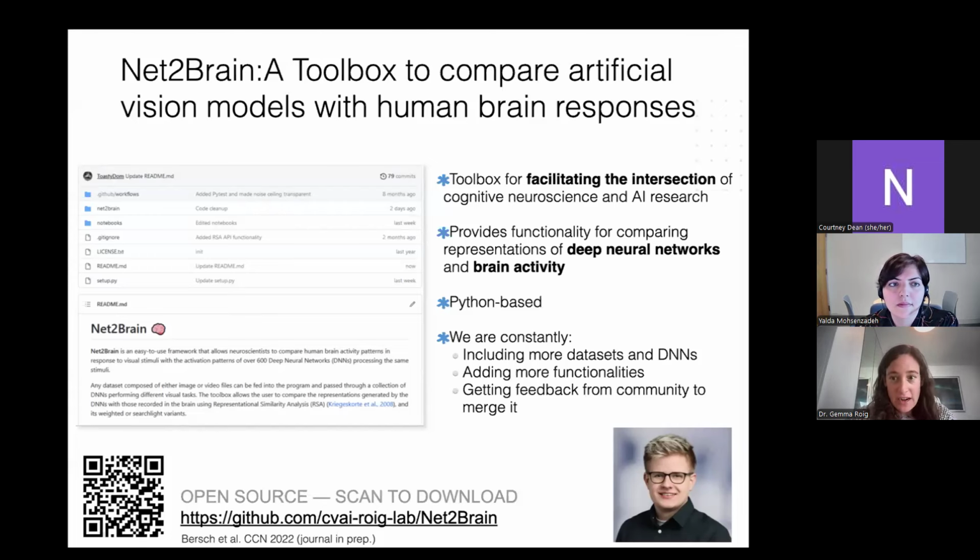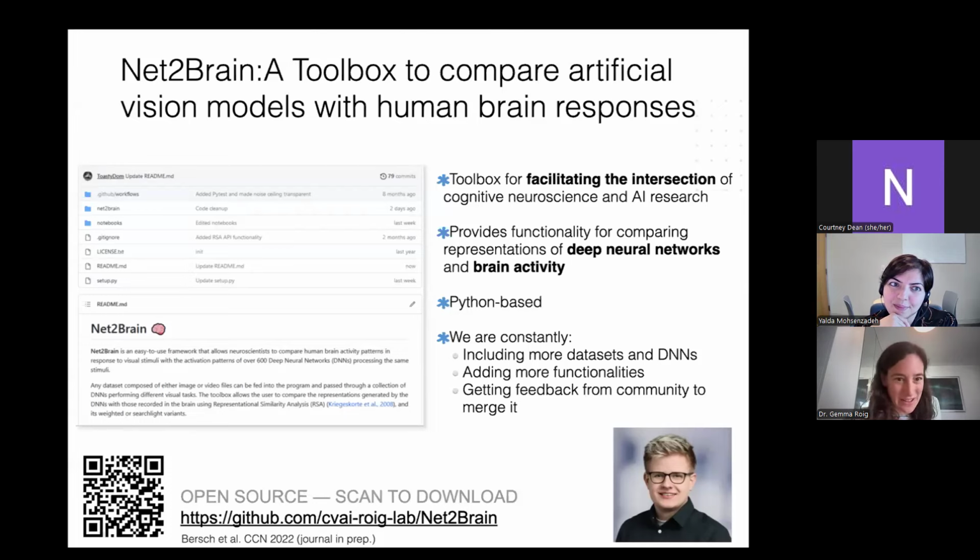It provides functionality for comparing representations of deep neural networks and brain activities. And we have RSA, encoding models, the unique variance, so all these functions that I talked about already embedded there that can be used. It is Python-based and open source. And we are constantly including more datasets and DNNs. Some of the datasets that I talked about are already accessible from the toolbox, but it's also very easy to merge your own dataset and your own model.